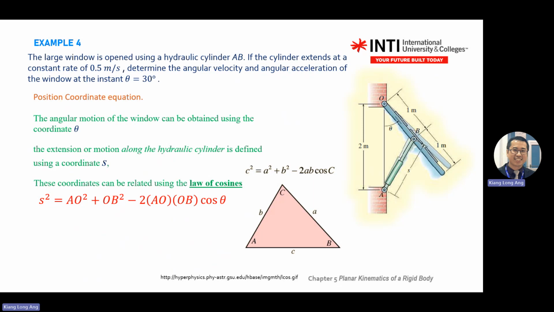So let's say you want to find C. The one in front is S. So this is C, right? So C to C. So you write this equation. C is your S. What is your A? A is here. A is this one, OB. This one, B, is your OA, minus 2AB cos C. C is this angle you want to find.